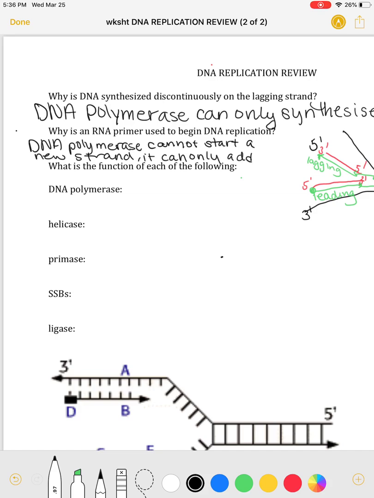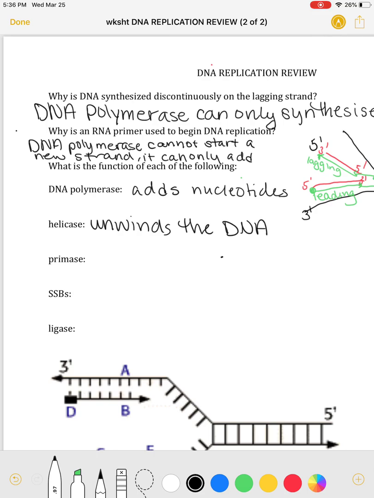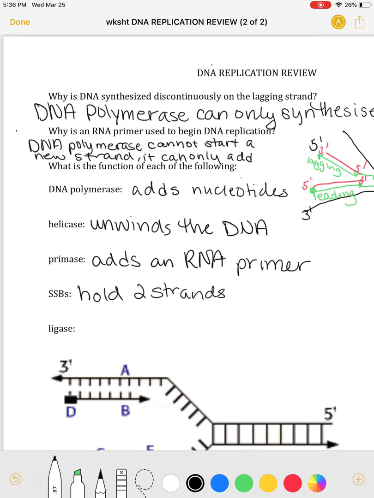So these functions: polymerase adds nucleotides. These should be pretty second nature to you now. Helicase unwinds the DNA. Primase adds an RNA primer. SSBs hold the two strands apart. And ligase joins the Okazaki fragments.